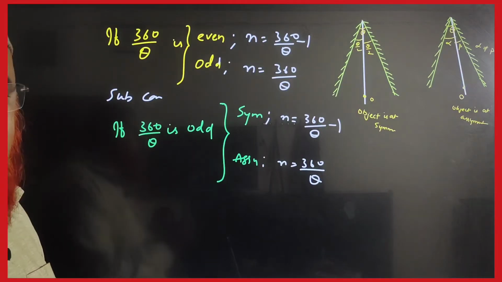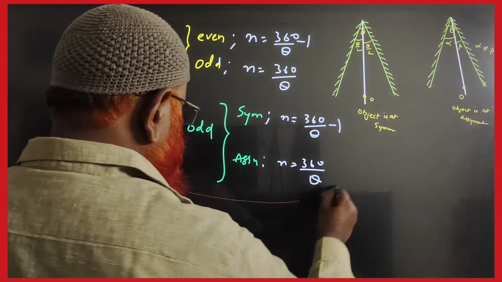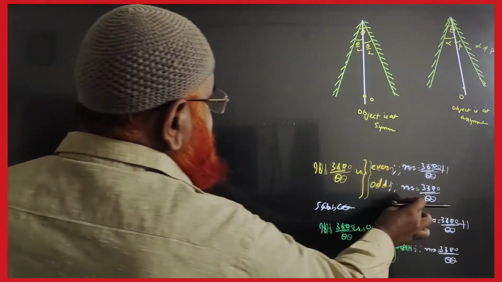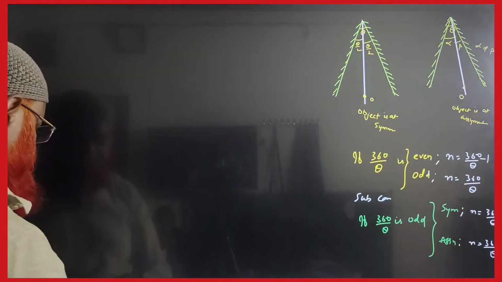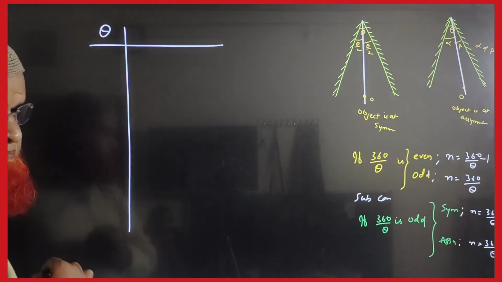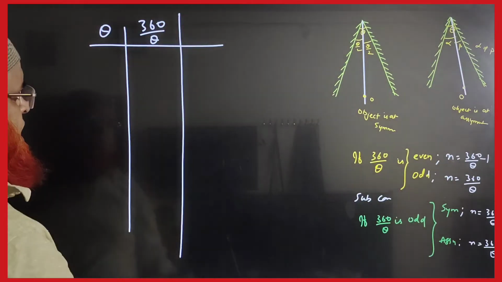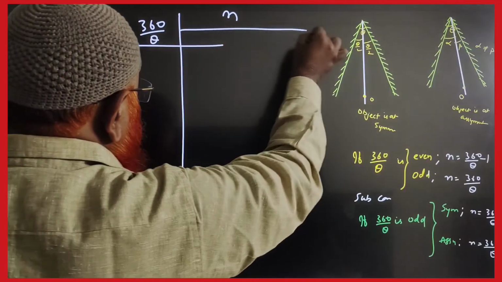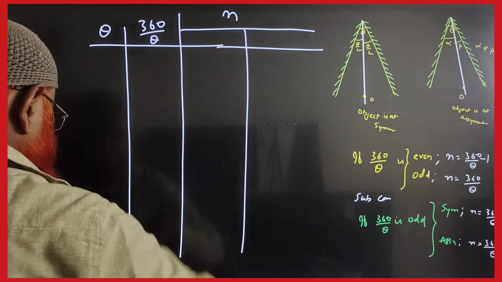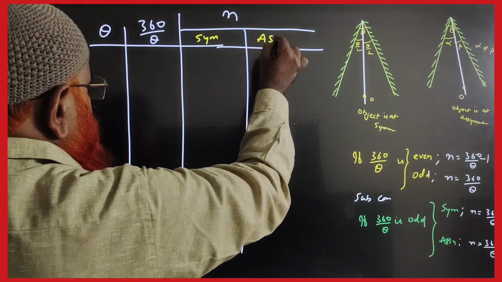So what is the meaning of this? You didn't understand, I know. But I have got a shortcut to make you understand this. Let me discuss what that shortcut method is. To understand all these cases, let us draw one table here. First we take theta. The next thing is we will find out what is 360 by theta. Then after that we will find out the value of n. After that we will find out what is symmetry and what is asymmetry.